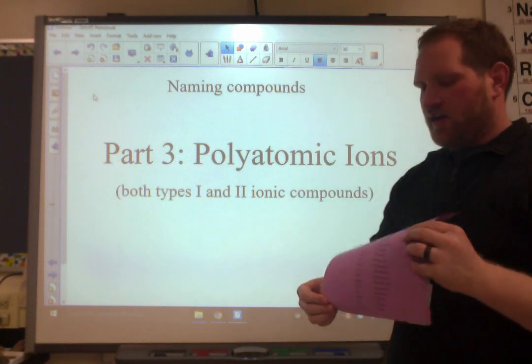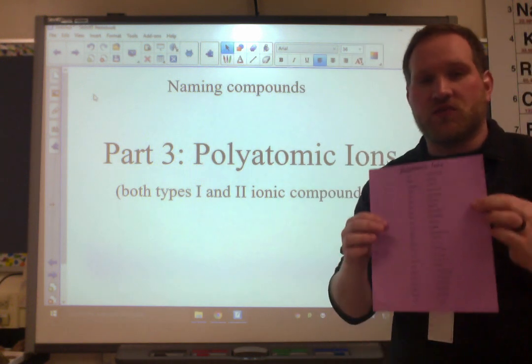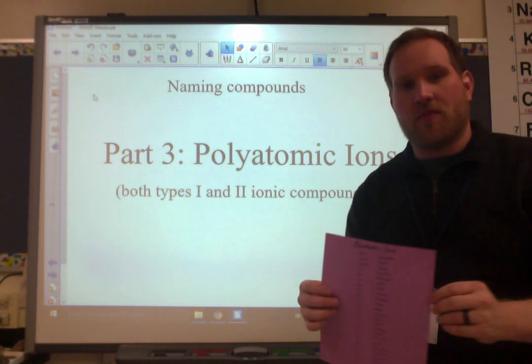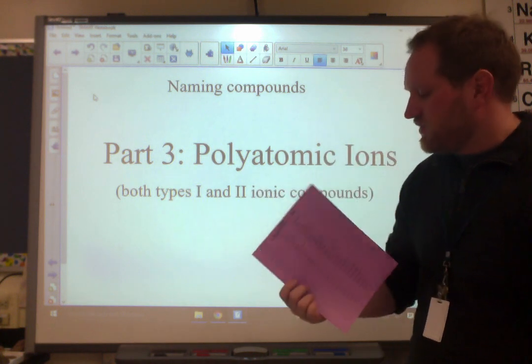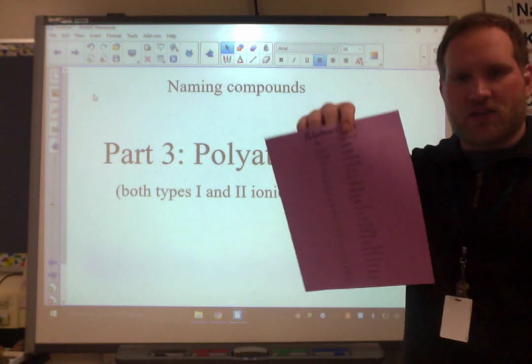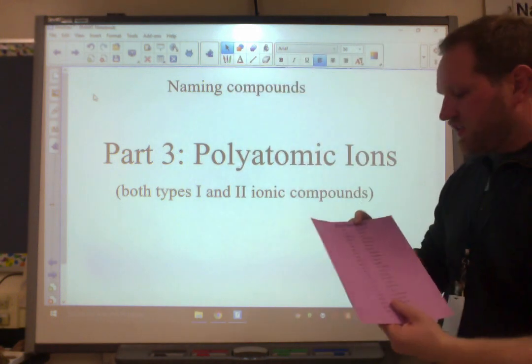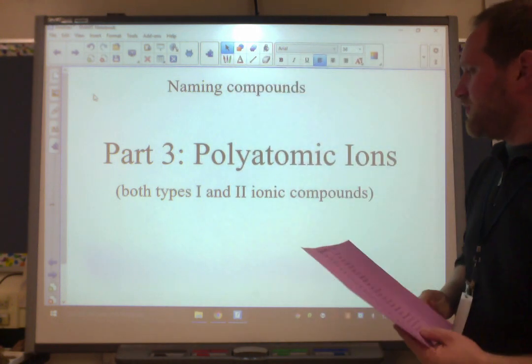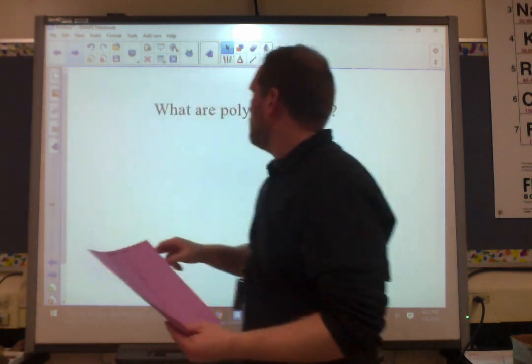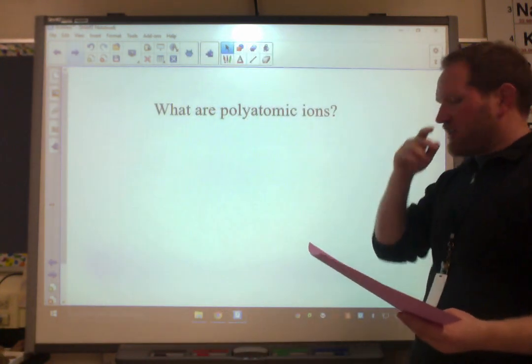If you're in Chem 1-2, it's likely you don't have to memorize these. If you're in Chem 3, it's likely you have to memorize these. So your list might look like mine, it might look something different, but these show some of the most common polyatomic ions. So first of all, what are polyatomic ions?